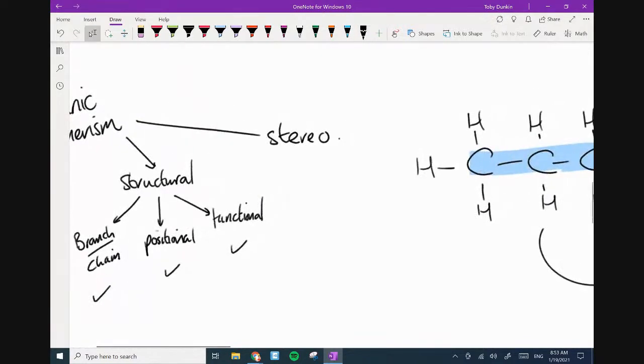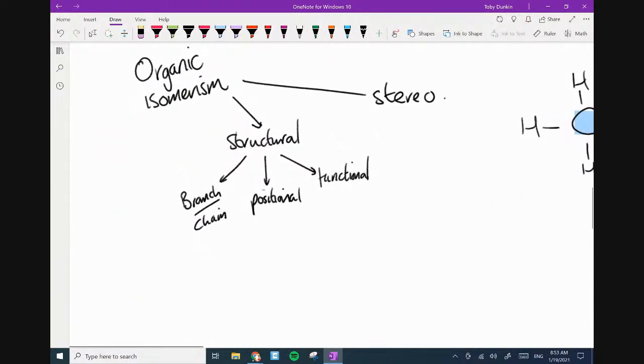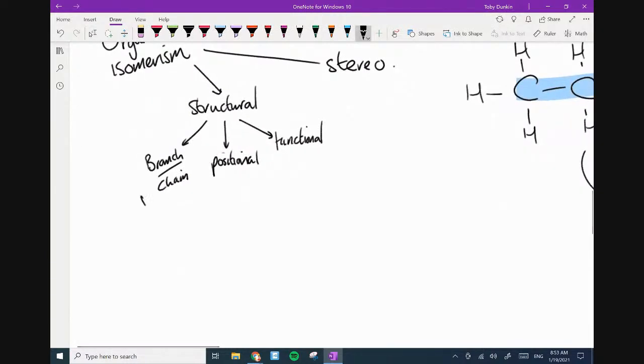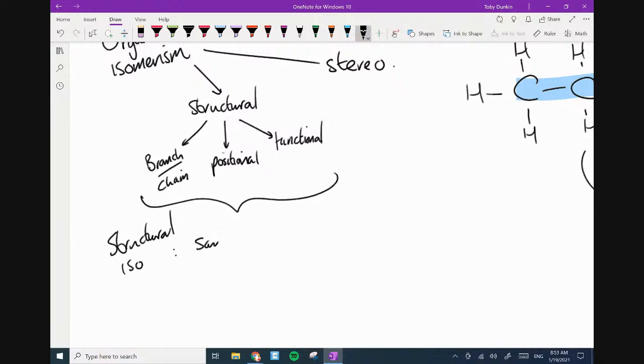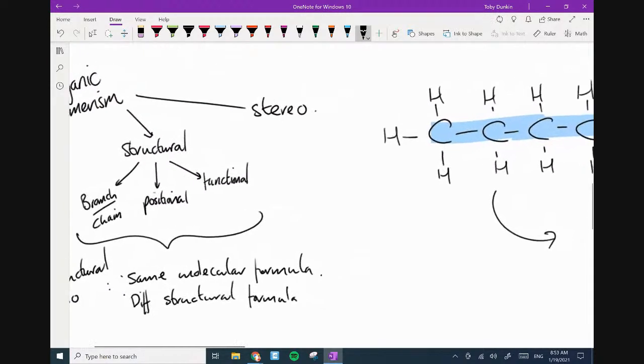Then we pick up stereo. Now, stereo you did pick up at AS. By the way, if you want the definition for structural isomerism: same molecular formula, different structural formulae. You have to say formula, by the way. And then stereo is different.